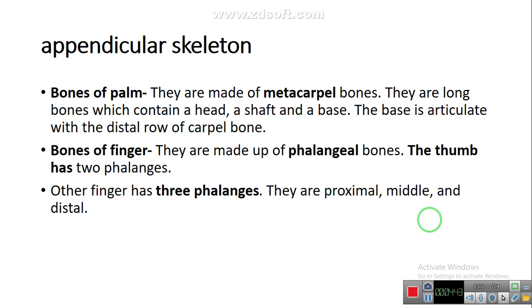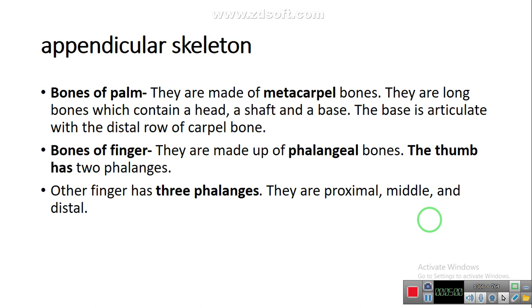Now comes the bones of the palm. The bones of the palm are made up of the metacarpal bones, and they are long bones which contain a head, a shaft, and a base. The base articulates with the distal row of the carpal bones.